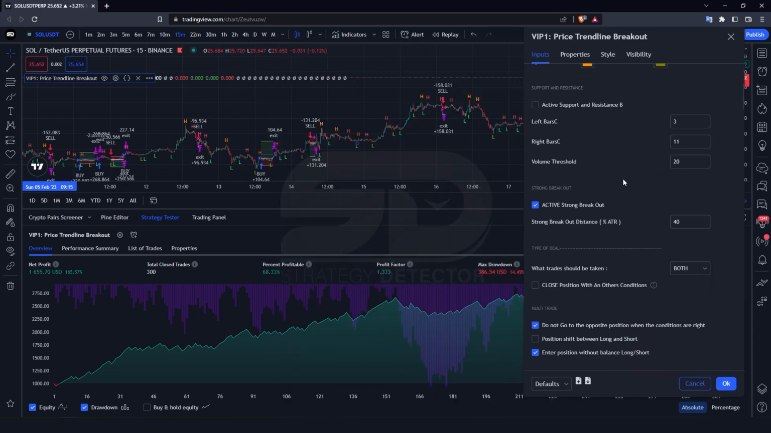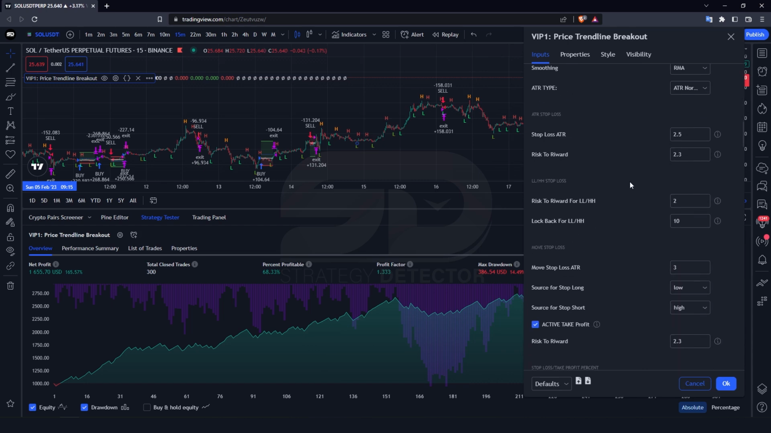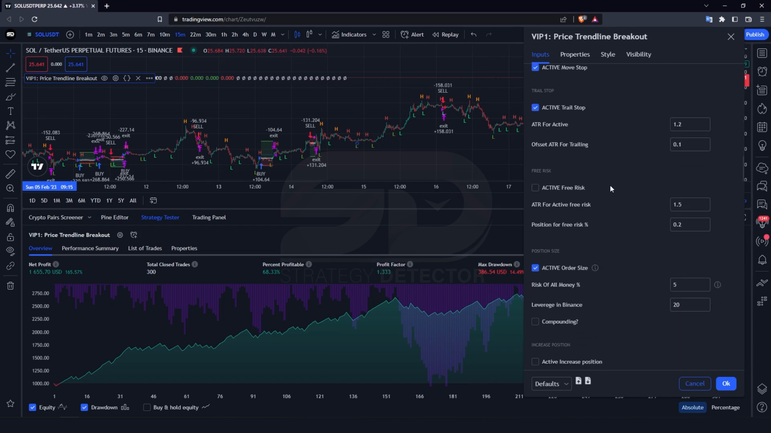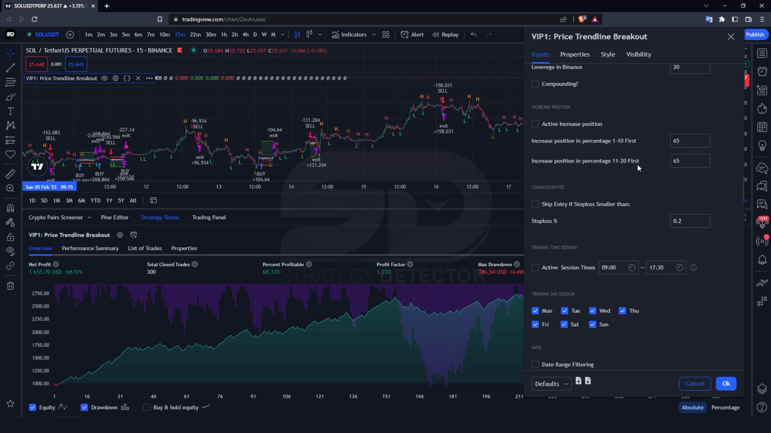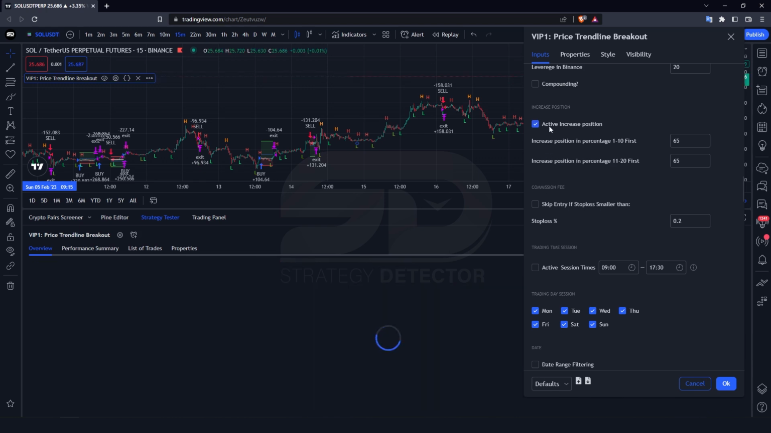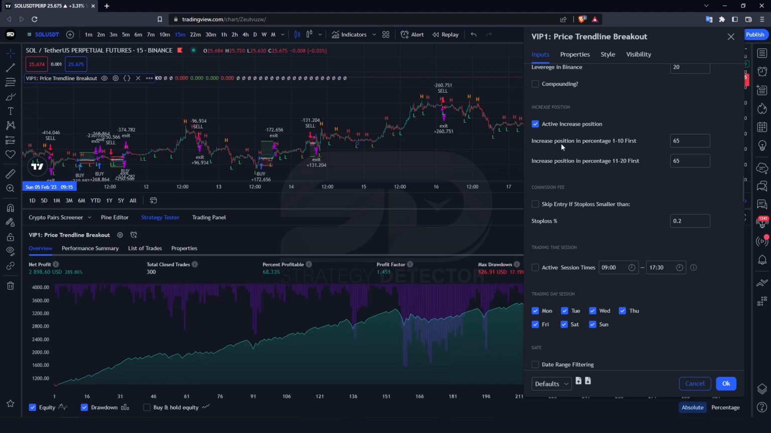In my previous videos, I explained many options and features of my strategies, but in this video, we're going to focus on increased position size. This option makes our chart a little smoother and also increases the risk. It means that if we have a loss in one position, in the next position, it increases the amount of entry investment 65%. And this will compensate the previous loss.